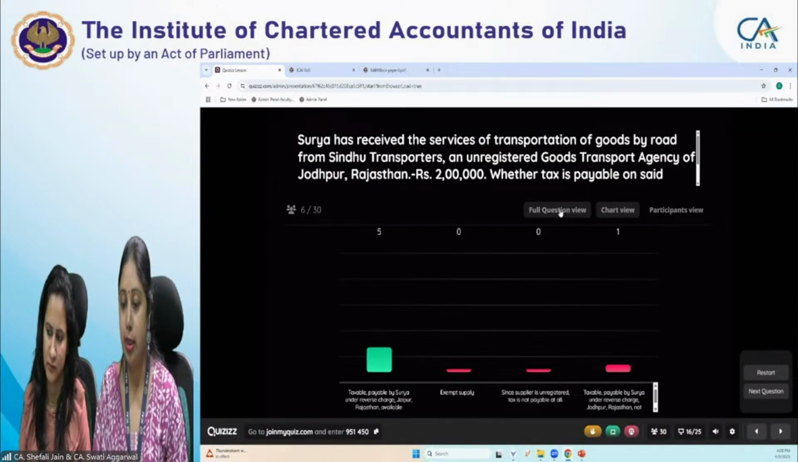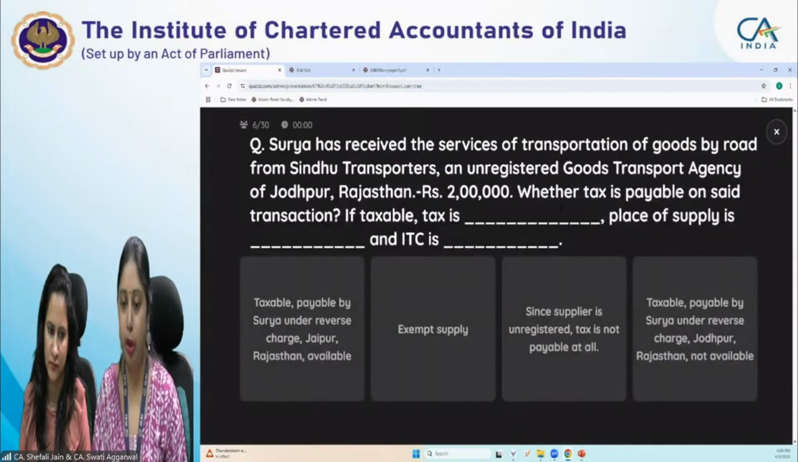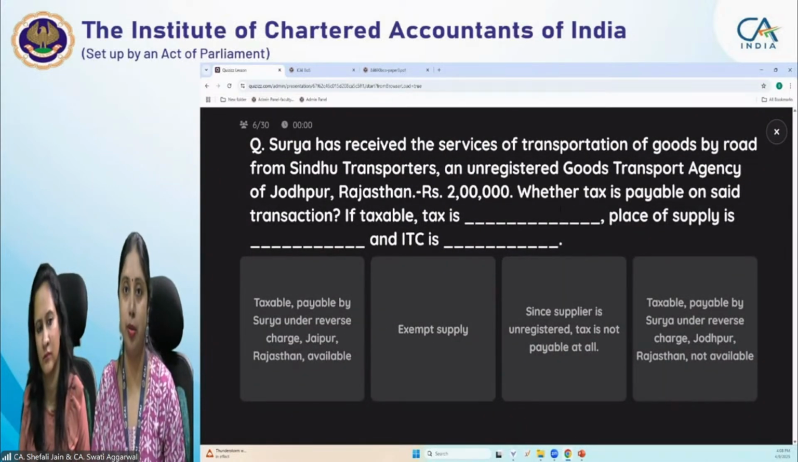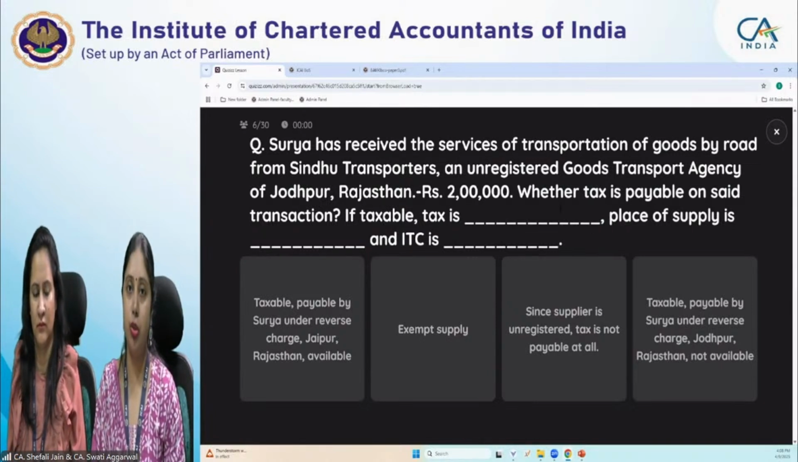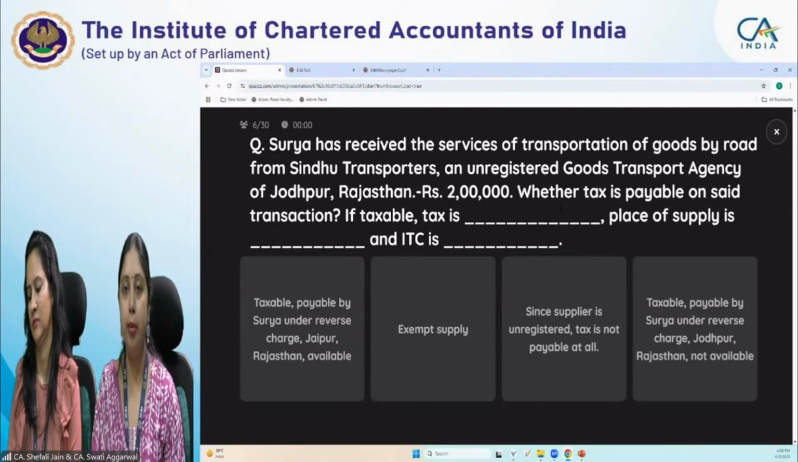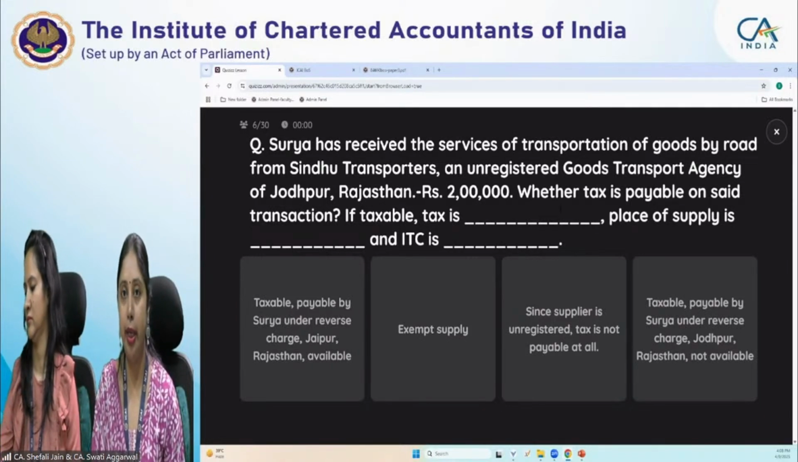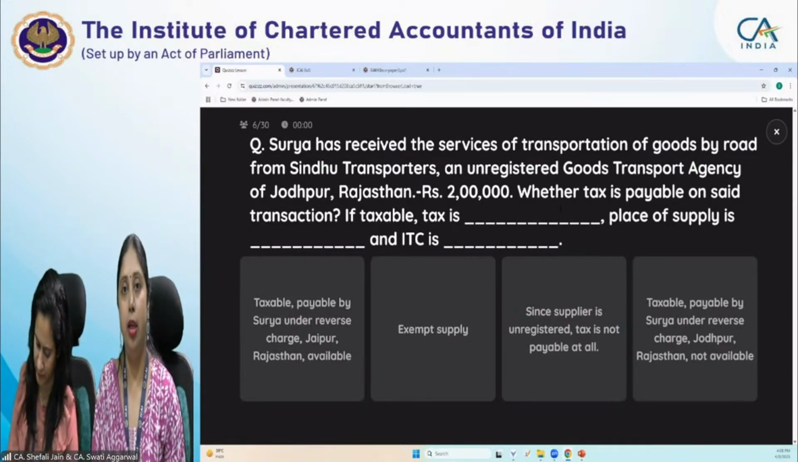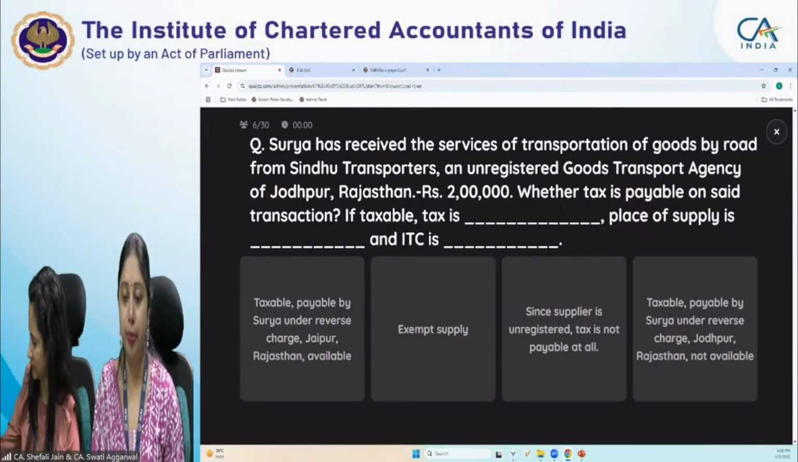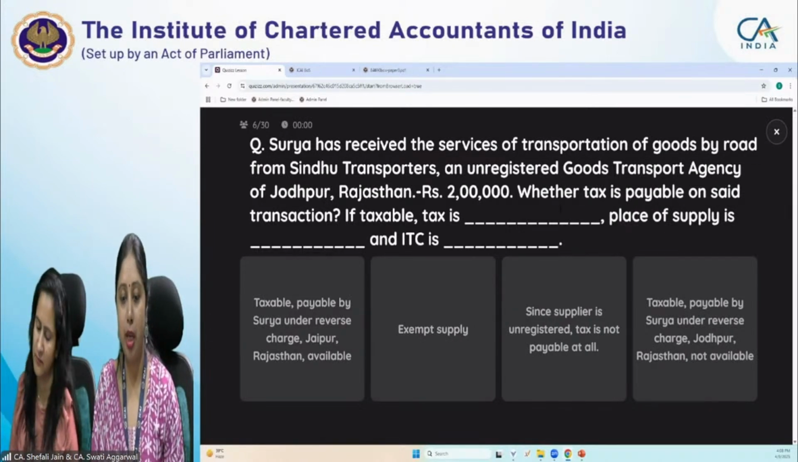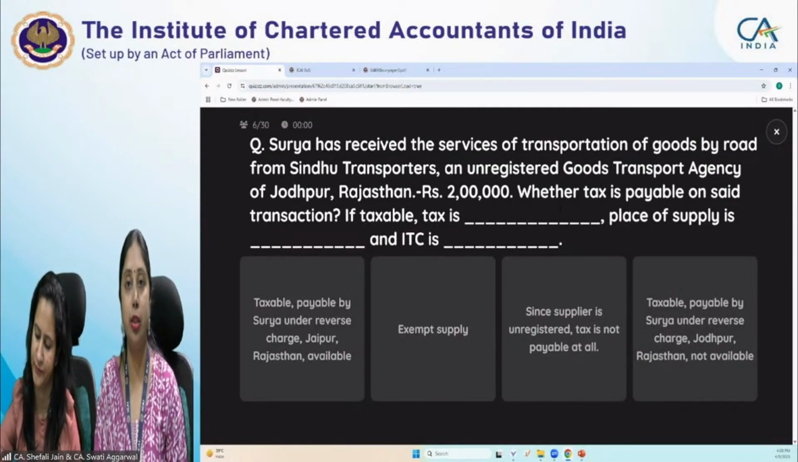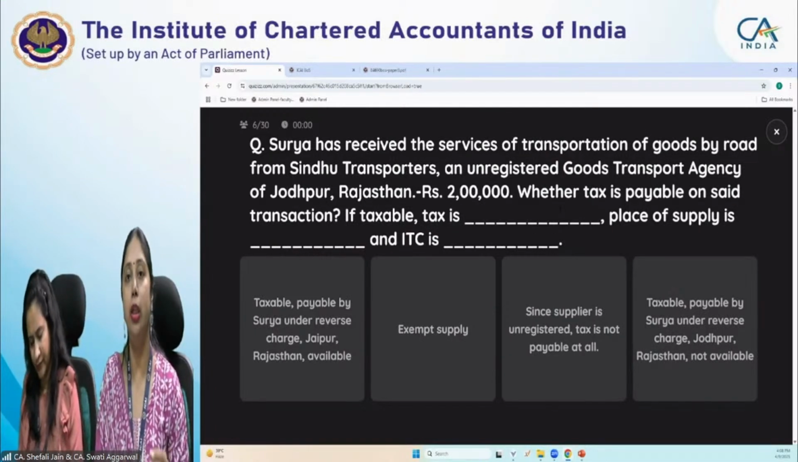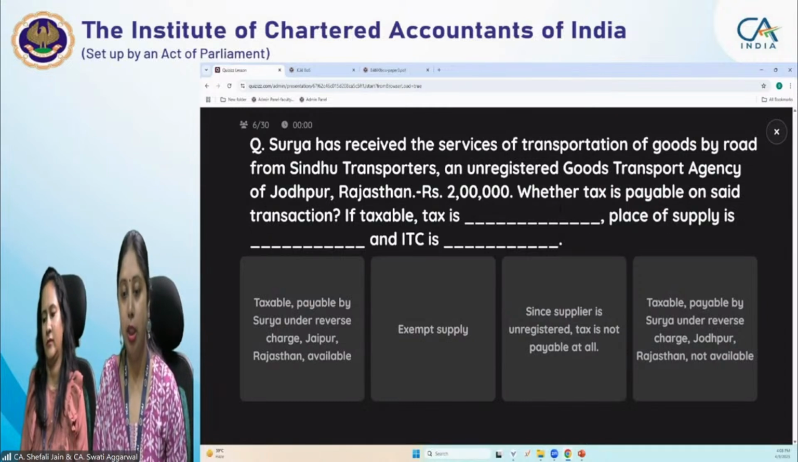And the reason is that, first of all, it is taxable because the services of GTA are being received by Surya, who is a registered person. So the exemption entry says that the services of transportation of goods received from a GTA by a registered person are not exempt; they are taxable. Second thing is whether the tax is payable under reverse charge or forward charge. We have seen that even if the supplier, Sindhu Transporters, is unregistered, then also the tax will be payable under reverse charge. Now comes the place of supply.